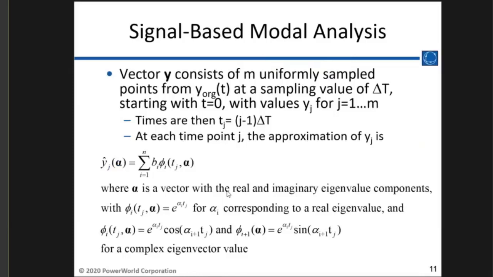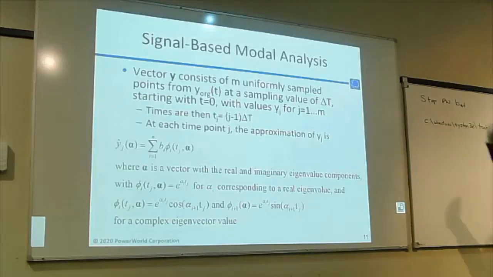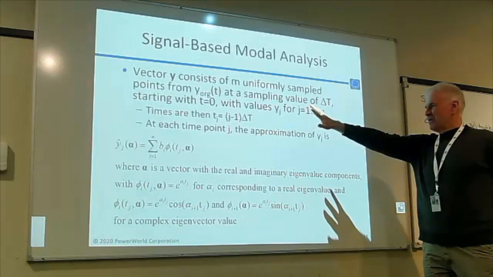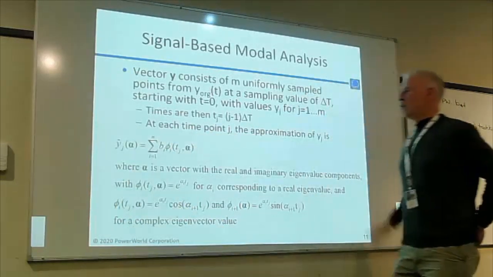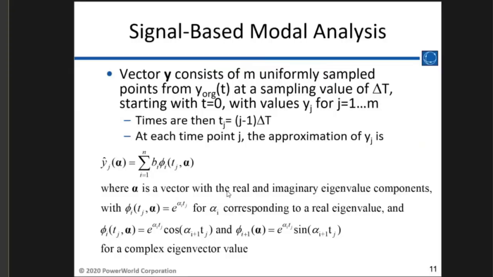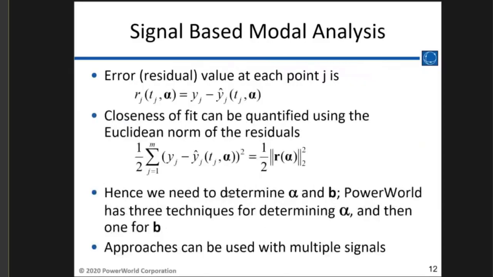So what we will do is we'll think of a vector y as consisting of m uniformly sampled points from the original signal with some sampling value of delta t. And this will get hands-on in just a second here. I'm just giving you a little bit of the math, which probably not everybody cares about. But I have to sample the signal, and then I'm trying to reproduce those sampled points. And we're only matching the sampled points. That's all the algorithms know about, are the sampled points.